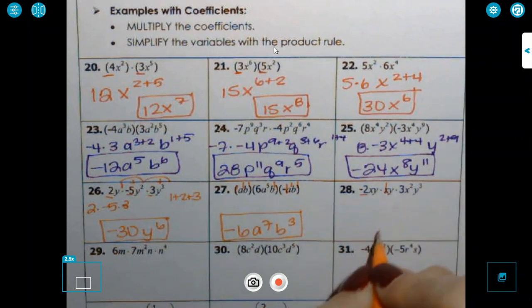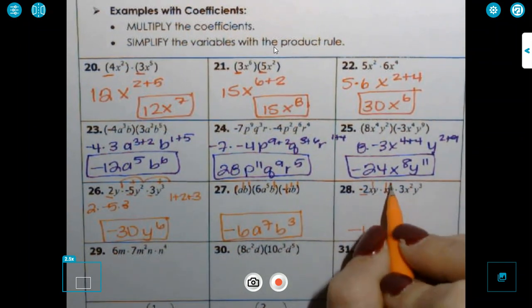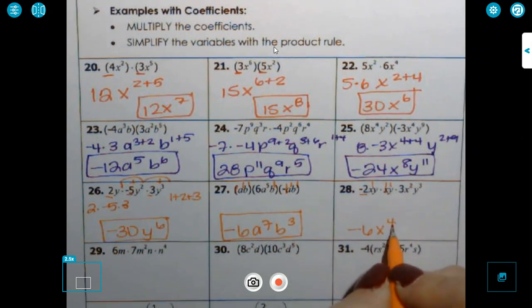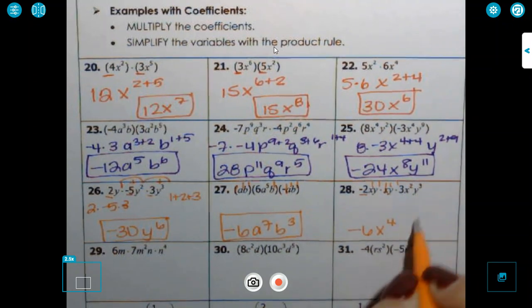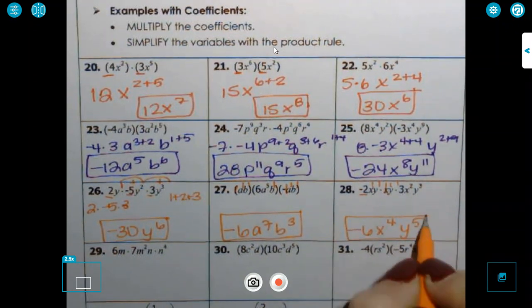-2 times 1 times 3 is -6. X is 1, 2, 3, 4. And Y is 1, 2, 3, 4, 5. Okay.